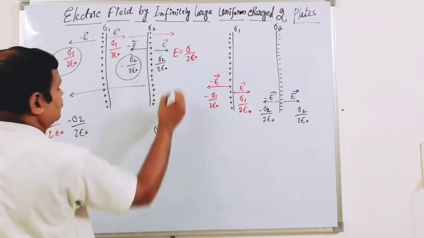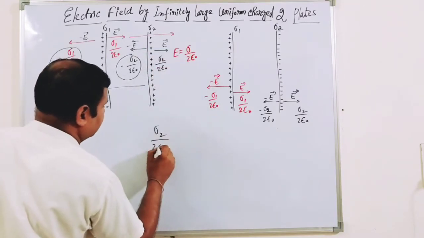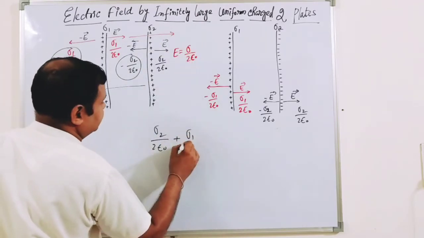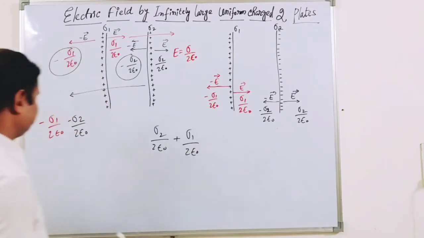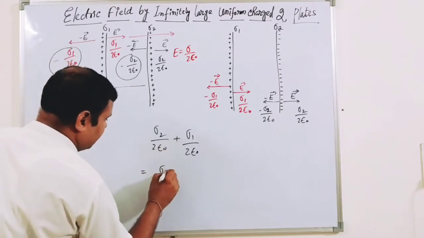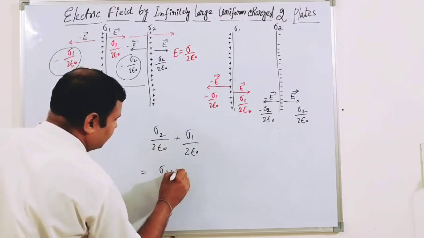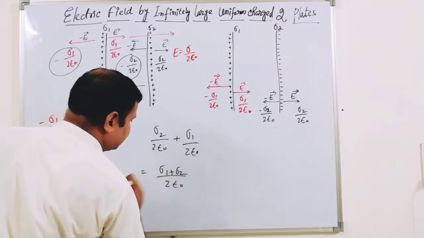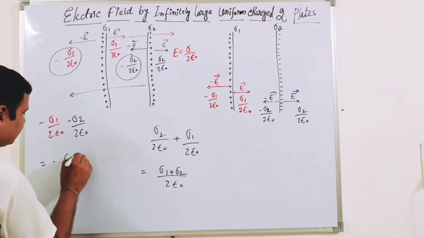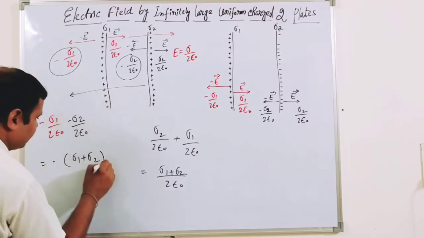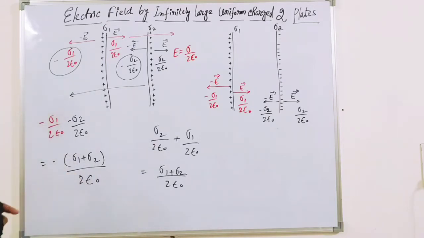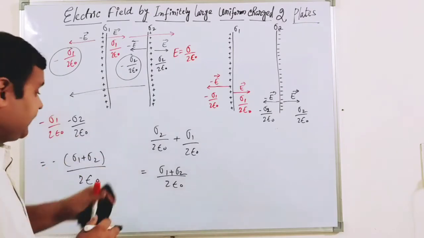So this is sigma 2 by 2 epsilon naught, and this is sigma 1 by 2 epsilon naught, all are positive because of right direction. Okay, so this is coming sigma 1 plus sigma 2 over 2 epsilon naught, and here it is coming negative, sigma 1 plus sigma 2 over 2 epsilon naught, because direction is this one. This is outside the plate. This is outside the plate. It is working over here.